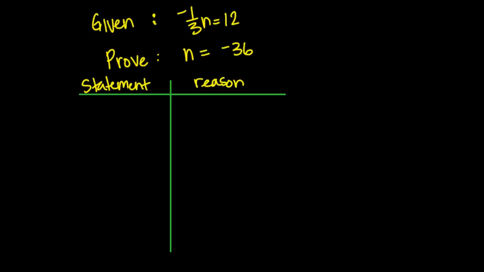We are going to solve this equation, and we're going to put the reasons why we're doing what we do. The first thing usually in a proof is the given. So I'm going to write down what I'm given, and this is what I'm starting with, and this is the goal. This is where I want to stop. This is where I want to end up. So I'm starting with negative 1/3 n equals 12. And then for the reason, I just put given.